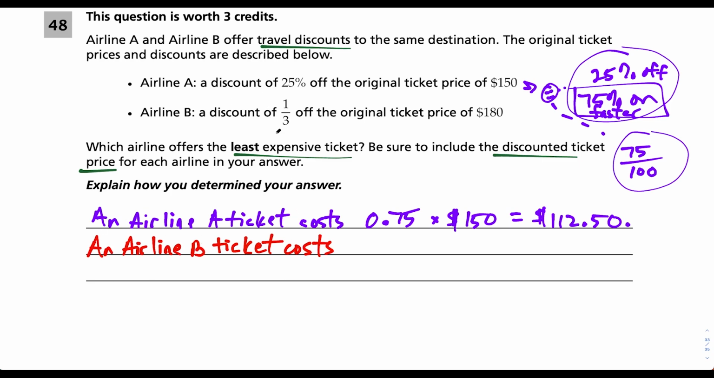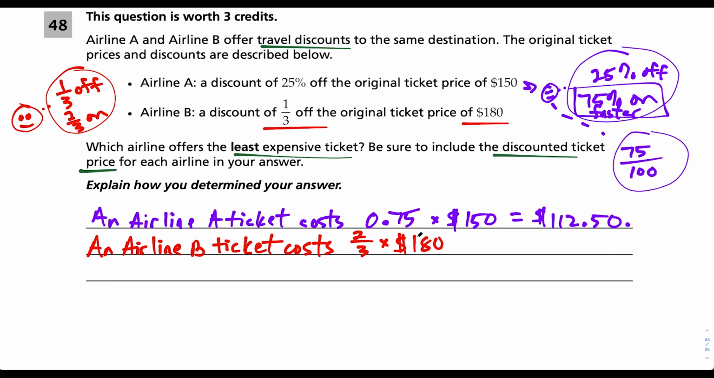So now let's shift over to Airline B. So to find the cost of an Airline B ticket, we have a discount of 1/3 off the original price of $180. So what I'm thinking about here is, if we take 1/3 off, I want to know what part of the price is still on. Well, that would be 2/3 is still on, because if I did 1/3 plus 2/3, that would give me 3/3, which would give me 1, which is the entire price. So what we're going to find here is 2/3 times $180 like this. And if I want to do this without a calculator, I'm doing 180 divided by 3 is 60, and 60 times 2 is 120. So this is the cost of an Airline B ticket.